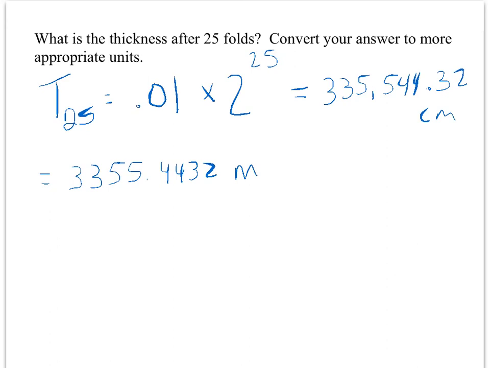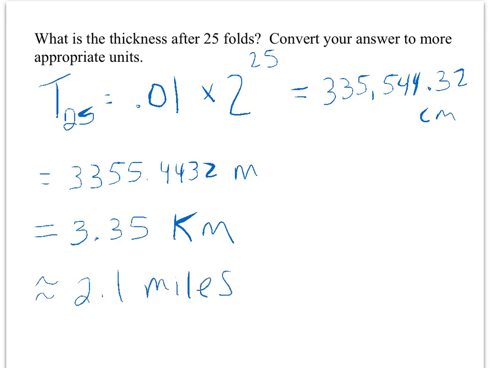So 3,000 meters, maybe we'll change it to kilometers. There are 1,000 meters in a kilometer, so I can divide by 1,000. And I get 3.35, and I'm just going to stop the decimals there, kilometers. So 3 kilometers, that's approximately 2 miles. If you divide by 1.6, you get miles. So this is about 2.1 miles, because there are 1.6 kilometers in a mile.